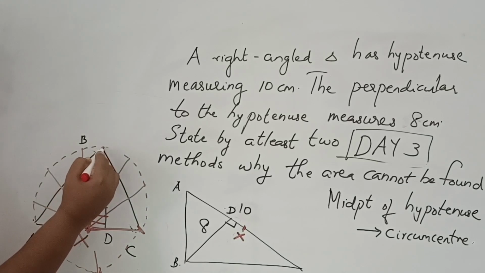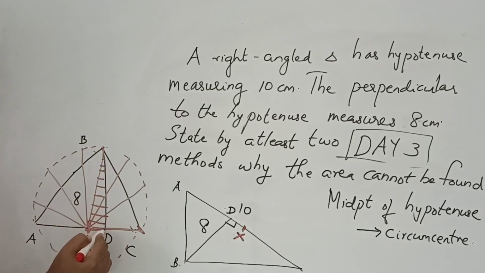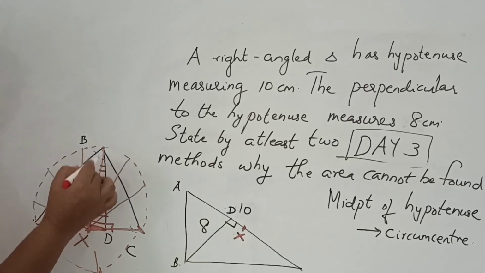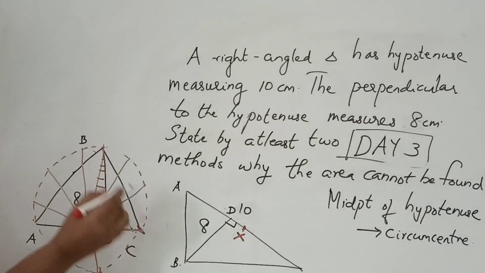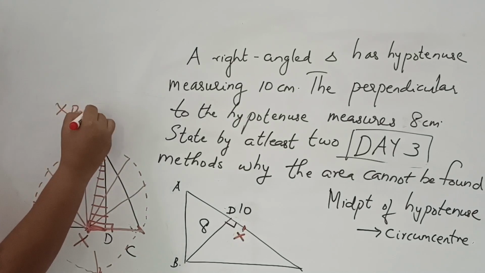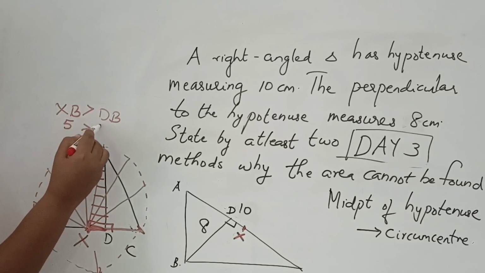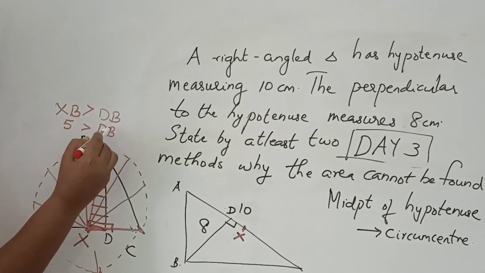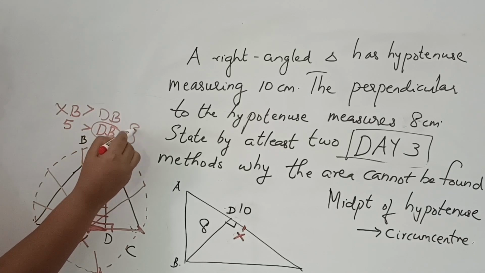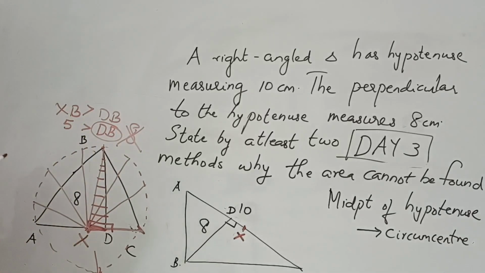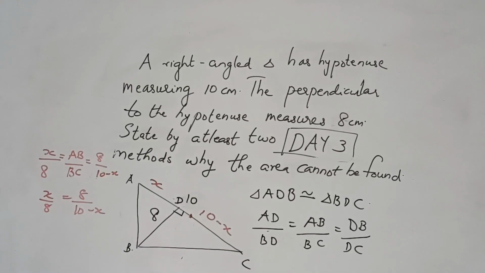XB is our radius, BD is the altitude which is given in the question, and XD is the base of the triangle, and this angle is 90 degrees, which means that in this particular triangle XBD, XB becomes the hypotenuse. That is the longest value. XB is longer than DB, which means that 5 centimeters is bigger than DB. DB is 8 is not possible at all in this particular diagram. Let's look at the second method.